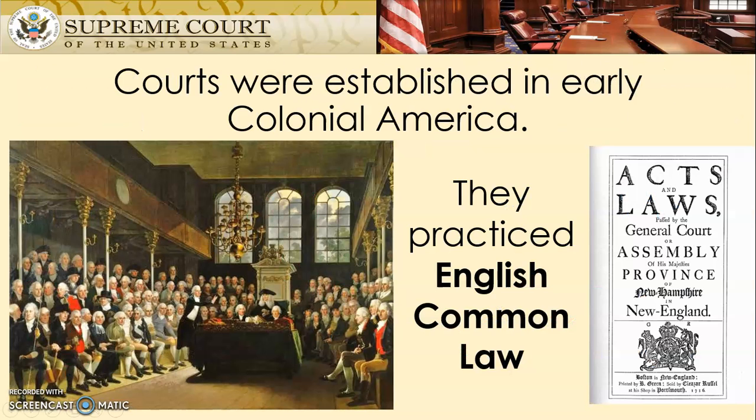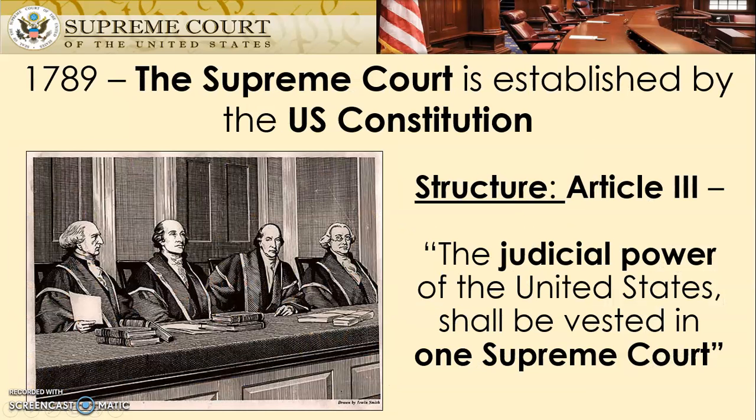So how does this start? Well, it starts with this concept known as the English common law. And this starts way back under the Magna Carta and the English Bill of Rights, which we've already looked at, and we're going to look at a little bit further later this year. From there, in 1789, the Supreme Court will be established by the United States Constitution. And the structure is put into place under Article 3.